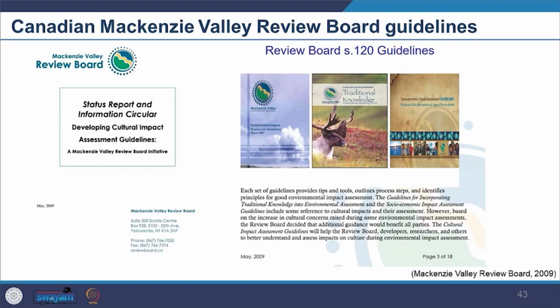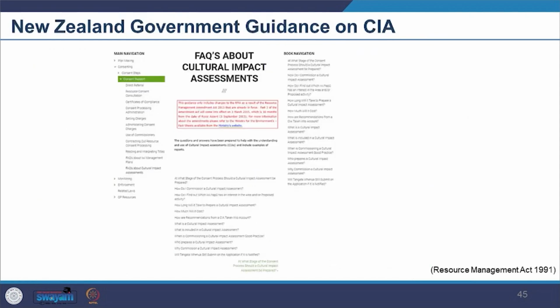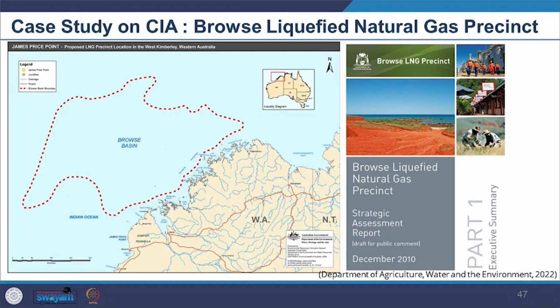For reference, you can find Canadian Mackenzie Valley Review Board guidelines developed for evaluation purposes, and this link I have provided for you here. So you can see all the guidelines which are available to see the impact assessment. You will also find guidelines provided by the New Zealand government on culture impact assessment under the Resource Management Act. So that's also given to you here.